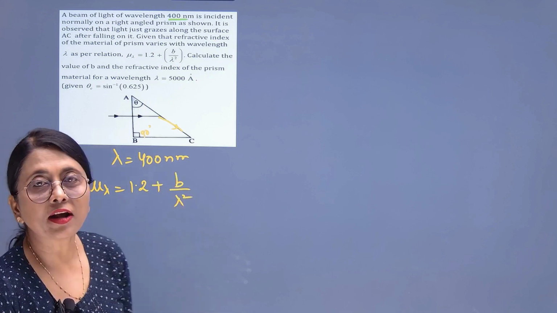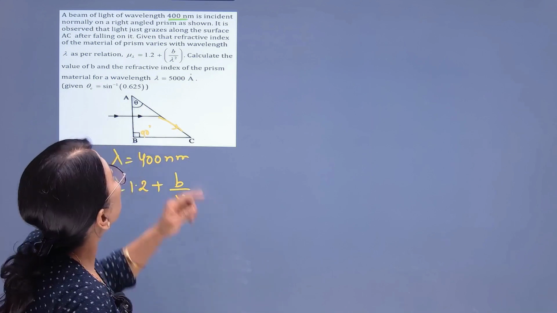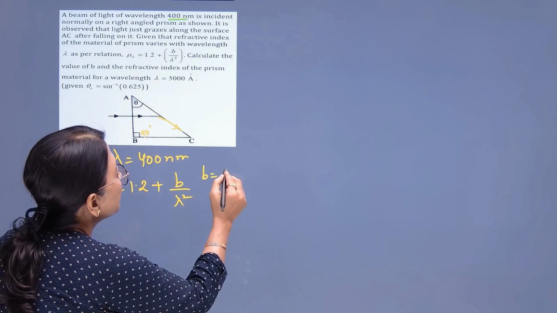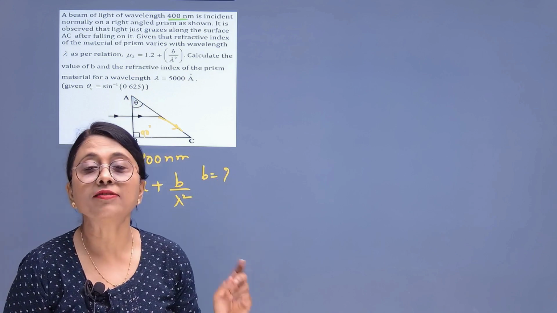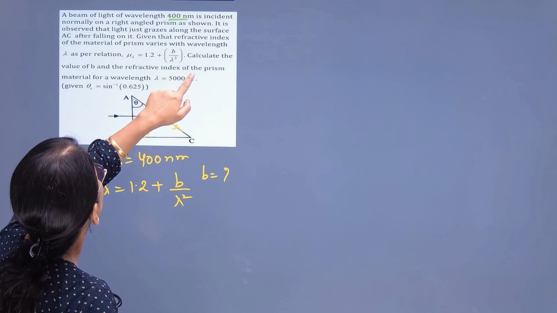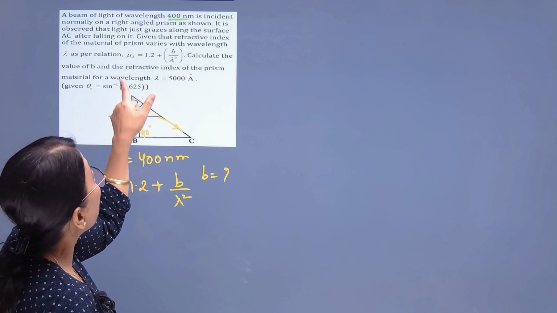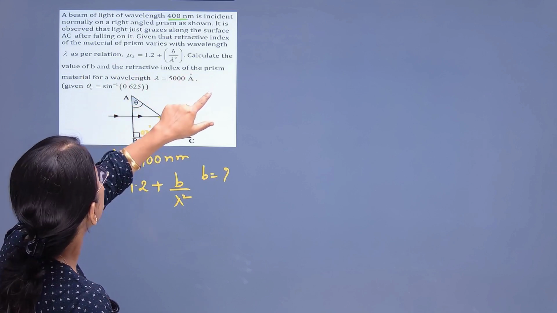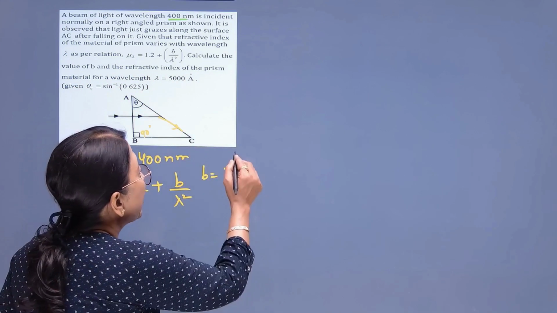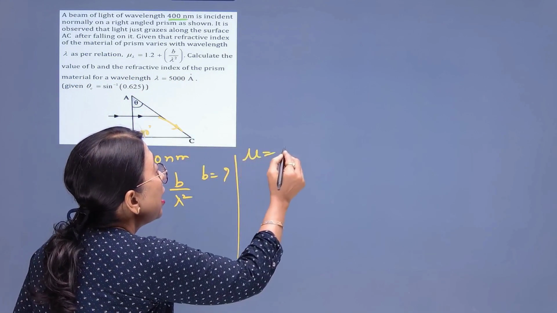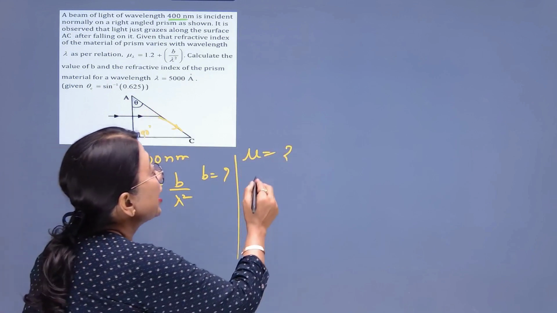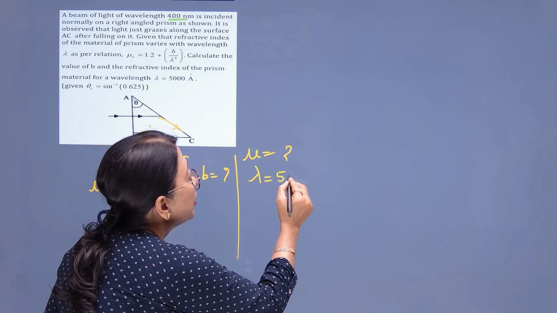ये relation दे के रखा आपको refractive index का. Then find the value of b. You have to find out the value of this b. b एक constant है जिसकी value आपको find out करनी है. Then refractive index, find b as well as you have to find out the refractive index of the prism when the wavelength is 5000 angstrom. और आपको refractive index फिर से निकालना है. Again you have to find out the refractive index when the wavelength changes to 5000 angstrom.